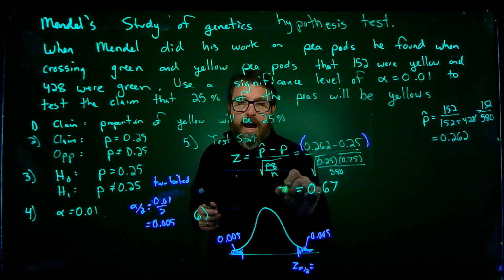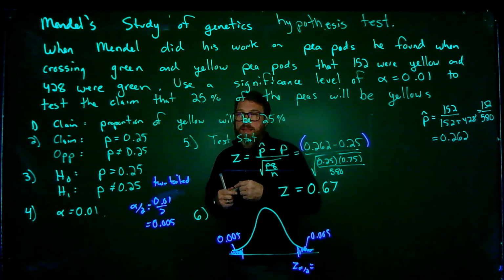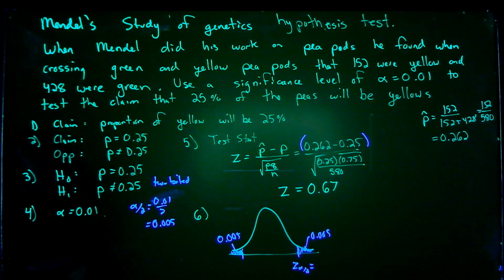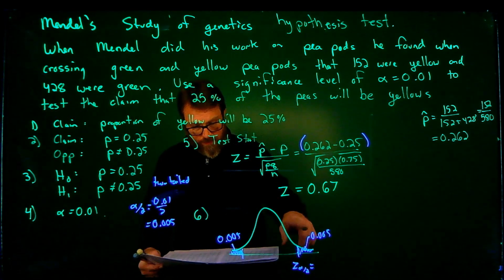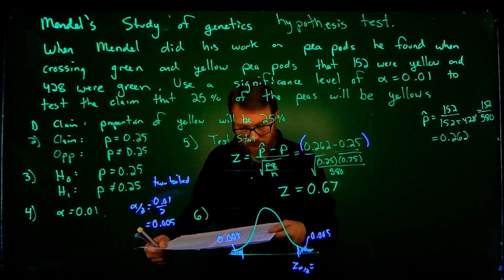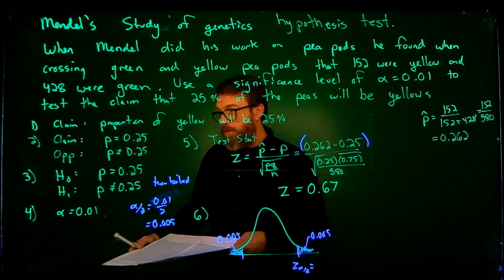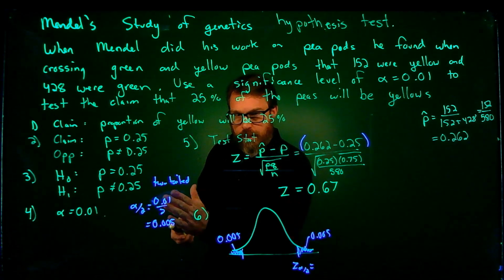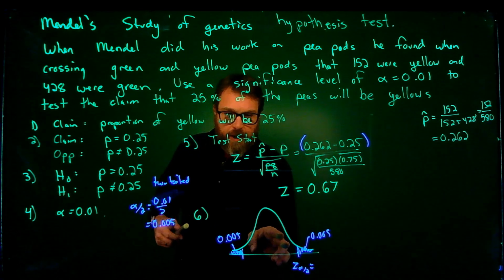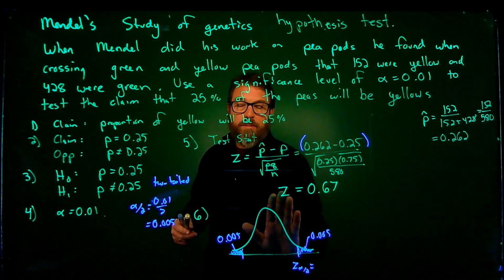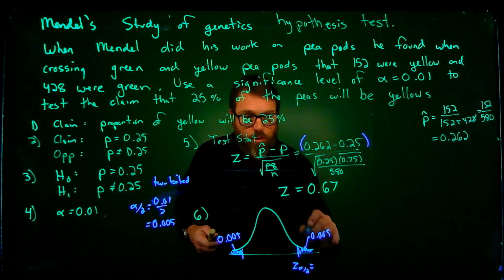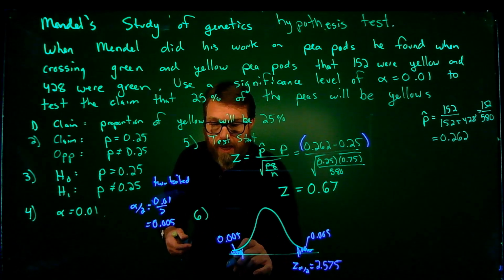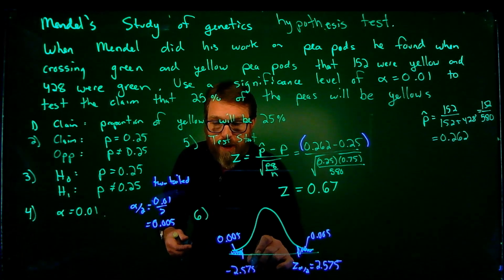Now I need to know how that sample z-score relates to our z alpha over 2's. And really all we have to do is just go to your z-score table and remember that I'm trying to find an area of 0.005. So what I'm looking for is 0.995. What I mean by that is your z-score table tells you area to the left. So if this is 0.005, the area to the left, including even that tail, is going to be 0.995. So that's going to give us a z-score of 2.575. That means this side is going to be negative 2.575.